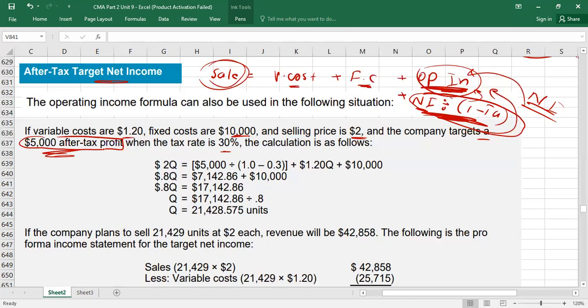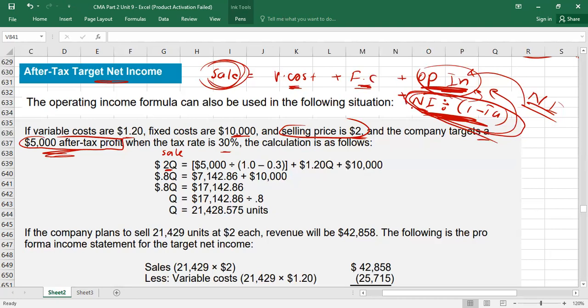So now what equation will I follow? I'll follow this equation: sale is equal to variable cost plus fixed cost plus net income divided by 1 minus tax. So here we go. This is what, sale, because you are calculating how many units you have to sell, right? That's why we'll write sale first. Sale price is given here. Selling price 2. It means 2Q is the sale. Q means quantity.